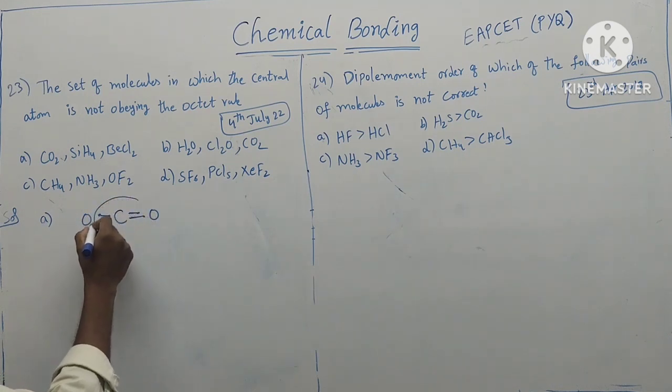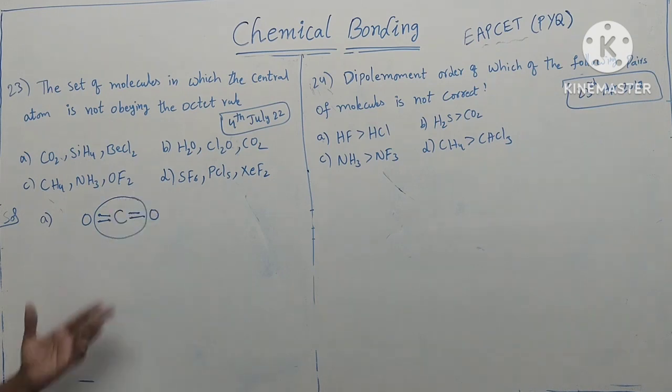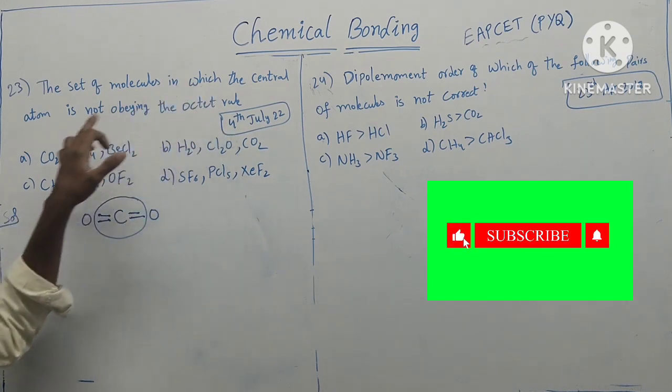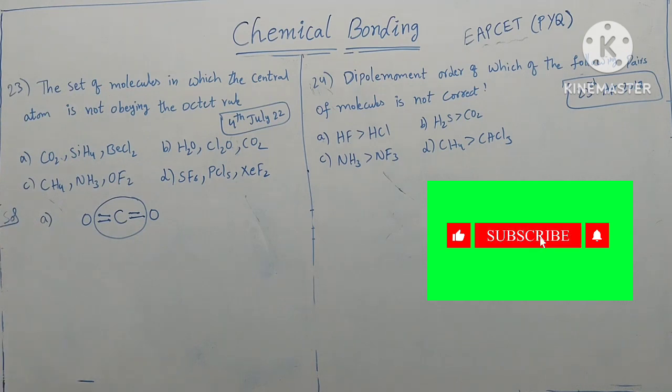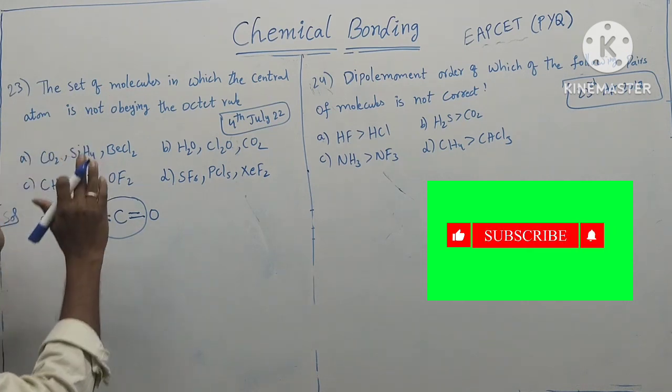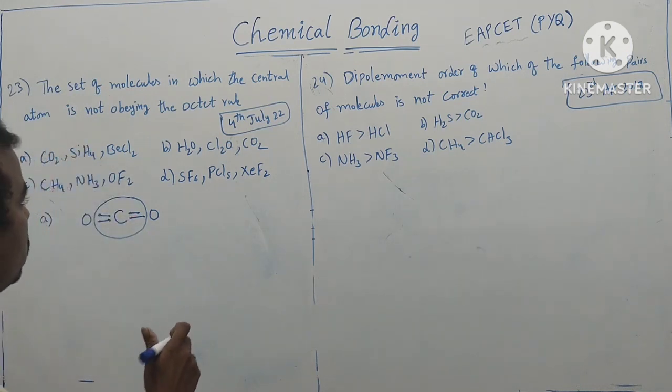If the central atom has 8 electrons, it obeys the octet rule. So in which the central atom is not obeying the octet rule? This one obeys the octet rule, so no need to check the remaining answers.